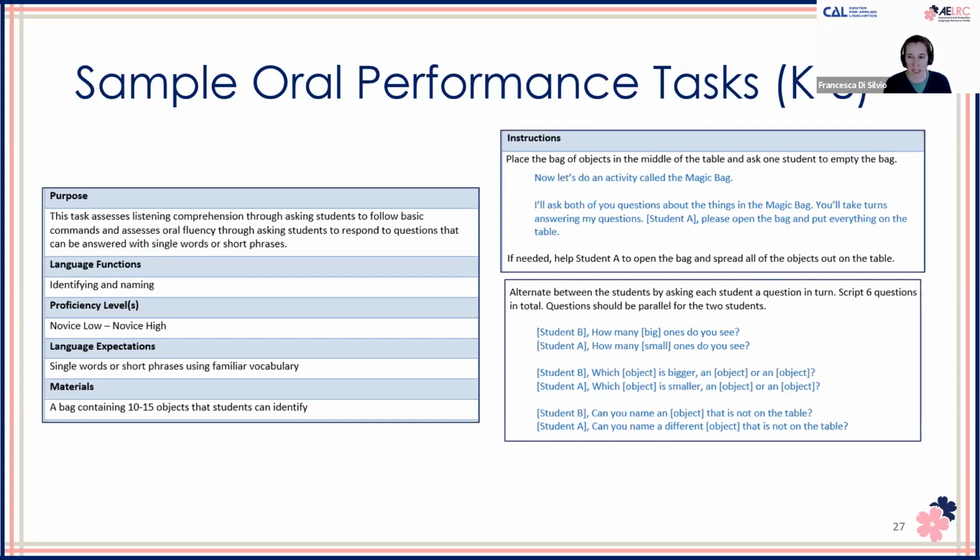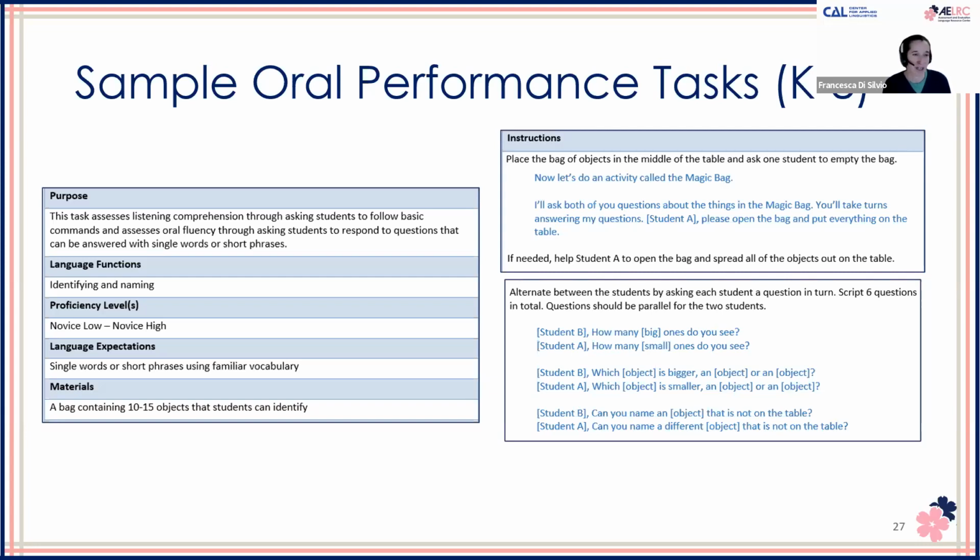So as you can see in the template, this is a task that is designed to assess the objective of identifying and naming objects. You can see that on the left. It's a novice level task. And what's helpful in this template is it lays out the language expectations for what we expect students to produce. So in this case, they're just single words or short phrases using familiar vocabulary.